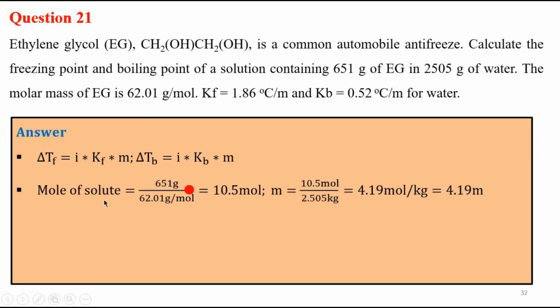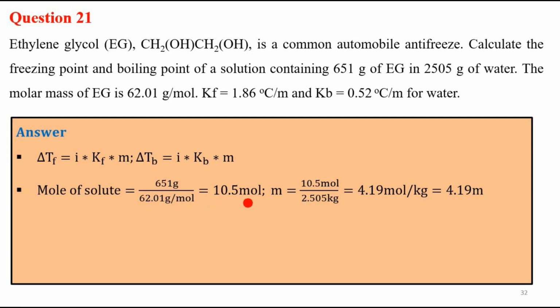Now let's see this. We don't have this m, which is the molality. To find the molality, we need to find the moles of solid per kilogram of solvent. Here we have the mass of the solid. You can determine the moles by taking the mass over the molar mass. Here also we have the mass of the solvent, but we need to change it into kilograms. We determine the moles of solid by taking the mass of solid over the molar mass of solid. The molar mass of solid is 62.01 gram per mole, which is the molar mass of ethylene glycol.